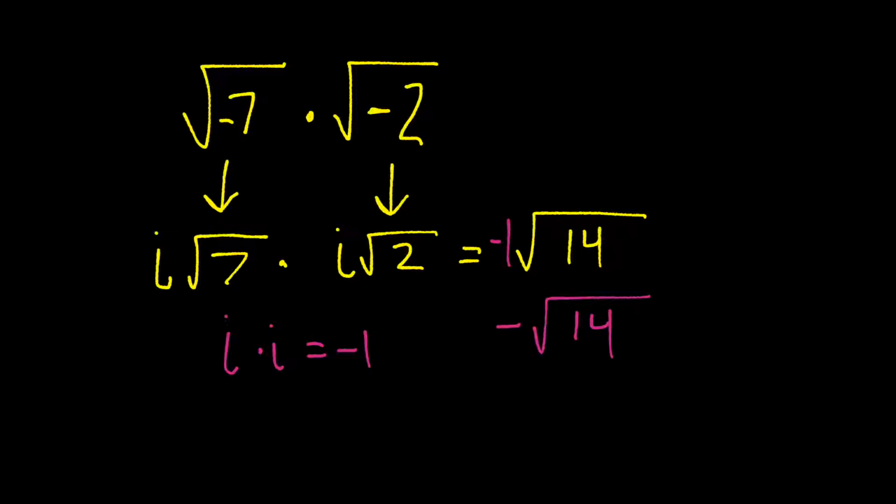If you can reduce what's underneath the radical, you need to do that. But with 14, we cannot take out any perfect squares, so we can't reduce our radicals. Let's try one more like this.